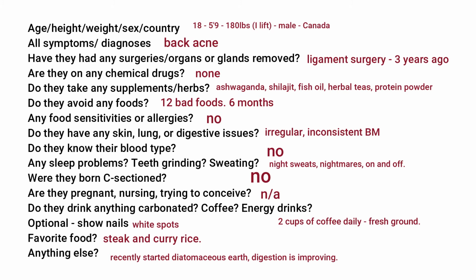But he doesn't have a serious disease. He's got back acne. He doesn't have any allergies. He does have irregular, inconsistent bowel movements and night sweats and nightmares on and off, which those are a blood sugar problem. And I would assume the on and off would correlate with, say, eating a bunch of food at night or maybe drinking alcohol. Things that would exacerbate a low-level blood sugar problem.